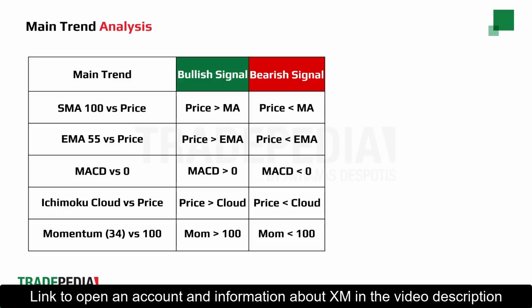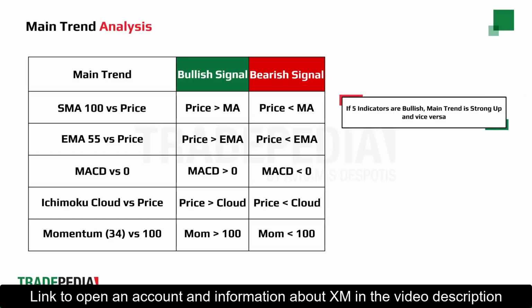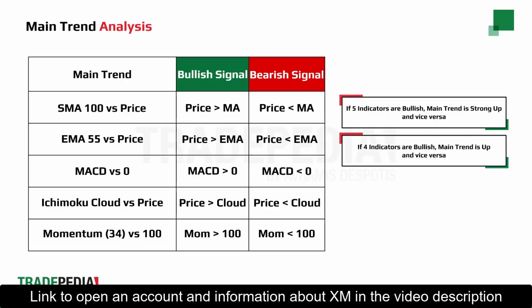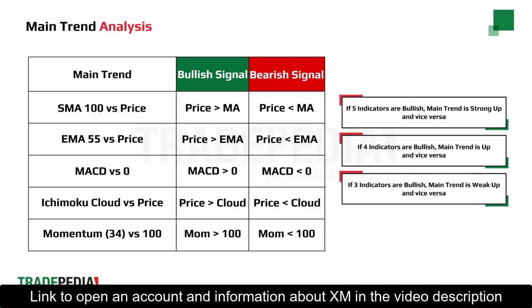As a conclusion, if all the 5 indicators are giving bullish signals, we conclude that the main trend is a strong uptrend, and vice versa. If 4 indicators out of 5 are giving bullish signals, we conclude that the main trend is an uptrend, and vice versa. And if only 3 of the 5 indicators are giving bullish signals, we conclude that the main trend is a weak uptrend, and vice versa.